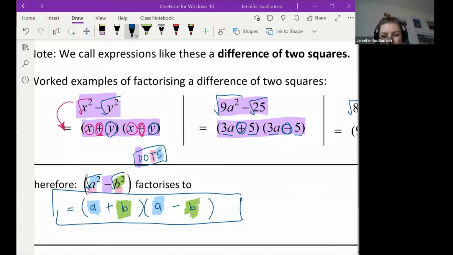Ma'am, I want to know, how do we know that it's plus or minus at the first step? It's always going to be a plus and then a minus. So that you're always going to have a plus in the one bracket and you're going to have a minus in the other bracket. Okay, ma'am. All the time.